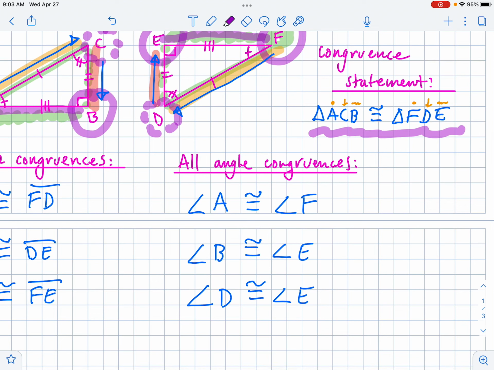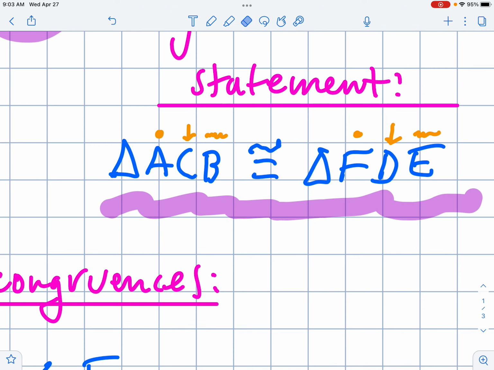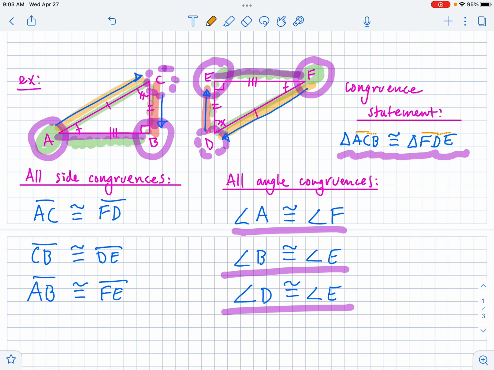Look, that's the same thing we said here. A is the same as F, B is the same as E, and C is the same as D. It also works for side lengths. If you get rid of these and you say, okay, I'm talking about side AC, well, AC is going to be the same as FD. Or BC is going to be the same as DE. So when in doubt, you can use this little shortcut right here.